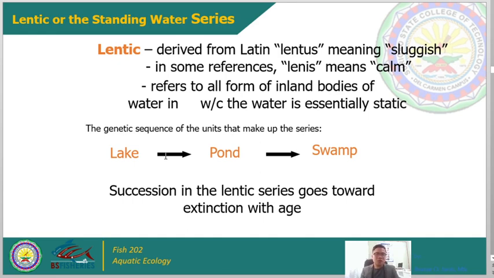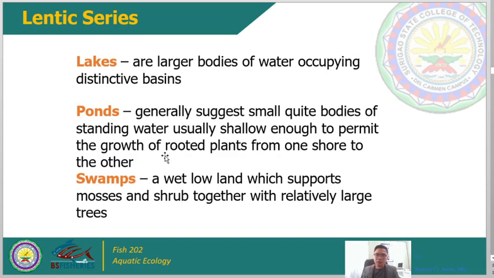So ponds could also grow into another type of lentic environment. It will turn into swamps in a very long period of time, no? So this is the succession from lake to pond to swamp because of the different factors that contribute to the succession. Okay, so here we have the definitions of the words lakes, ponds, and swamps.